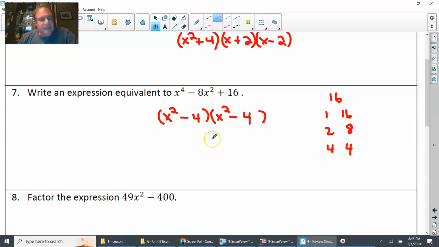Look at this. Both of them are the difference of squares. Difference of squares, second step.